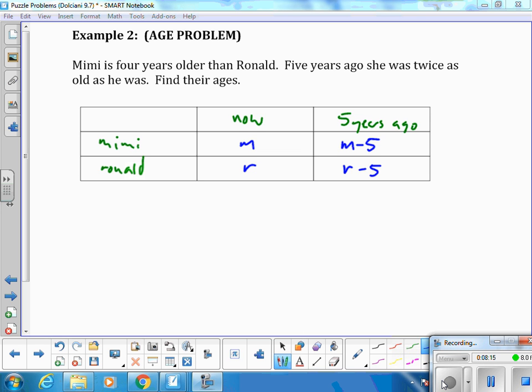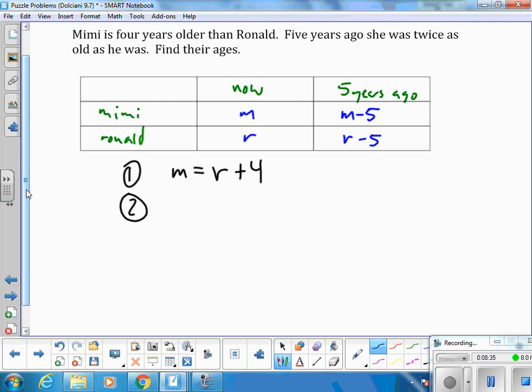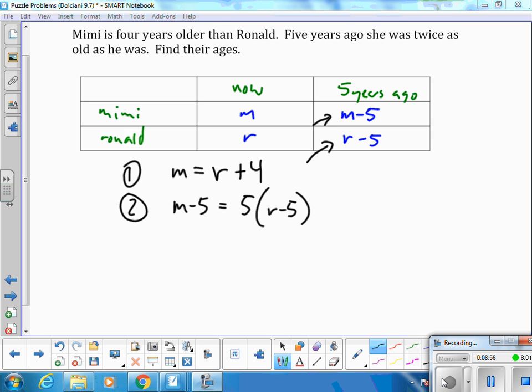Now let's look at some of the equations that we have to work with up in our story. Mimi is 4 years older than Ronald, so whatever Ronald's age is, it's plus 4. Let's look at our second equation. Let's see what else we can use from the story. 5 years ago, she was twice as old as he was. So I can use this: 5 years ago, Mimi was, and there's Ronald's age 5 years ago.